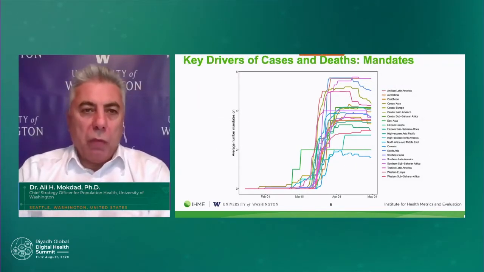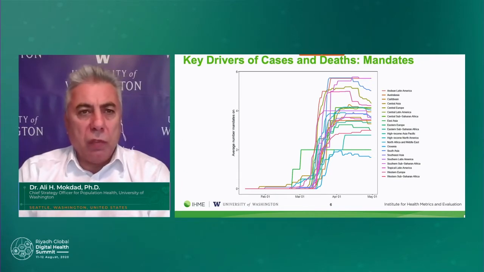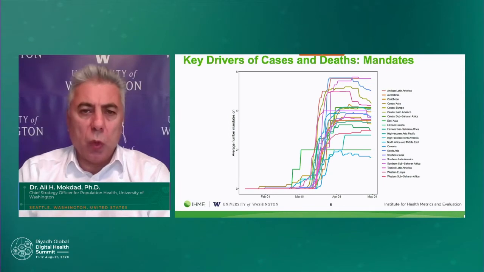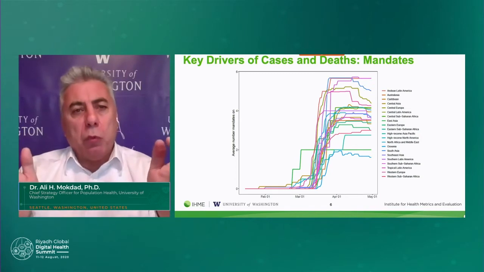One of the variables we used early on as a key driver of cases and deaths is the mandates. We looked at six mandates that every country had imposed. These mandates range from closing of educational facilities all the way to airport closure. So six in total. As you can see, every country in the world, with very few exceptions, went into these lockdowns sometime in March. It all happened within a couple of weeks in March.